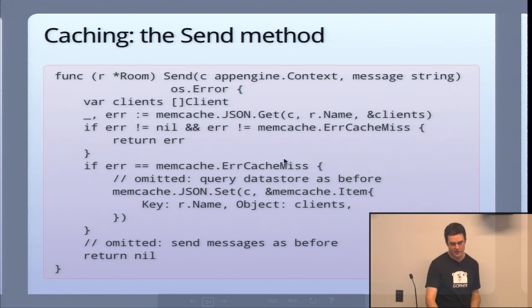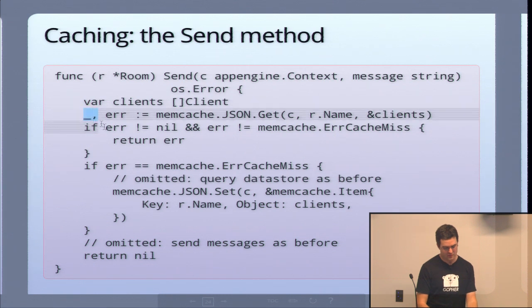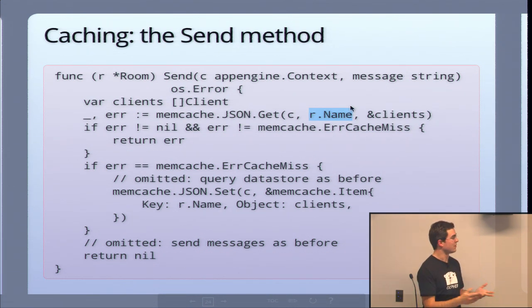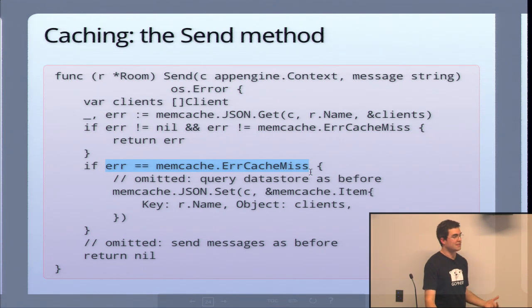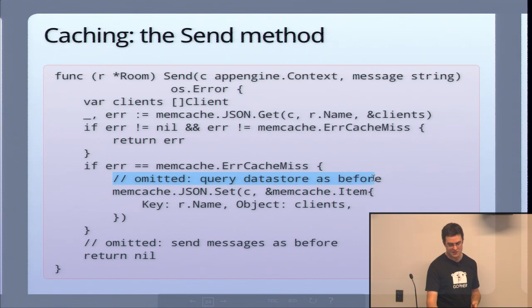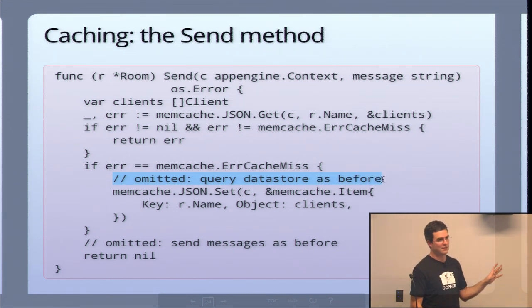the memcache API. At the top of my function now, I do this memcache get, and I'm using the room name as the cache key, because the room name is as good as anything. Then I'm getting the participants of that room as a JSON blob out of memcache. If there's an error, I return that error. But if there's a cache miss, meaning this data has either fallen out of memcache or wasn't there in the first place, I want to do my data store query as before. I've omitted those lines here for brevity.